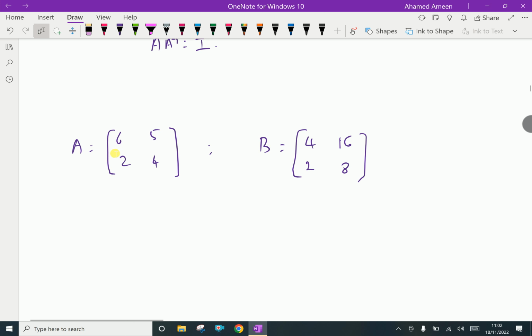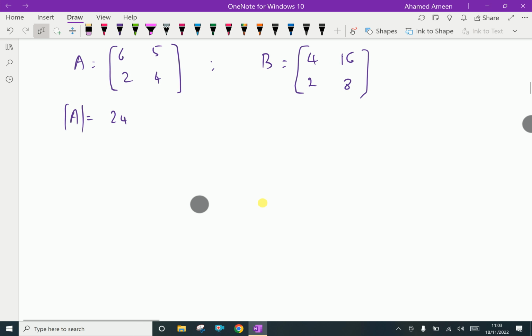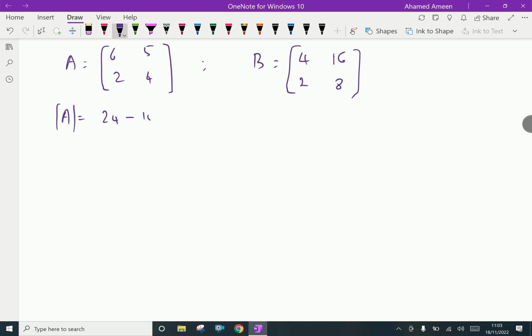Look at here. Matrix A equals 6, 5, 2, 4. Matrix B is 4, 16, 2, 8. Suppose we will find the A inverse here. For A inverse, we need modulus A, that is determinant A: 4 into 6 is 24 minus 2 into 5 is 10, which is equal to 14.